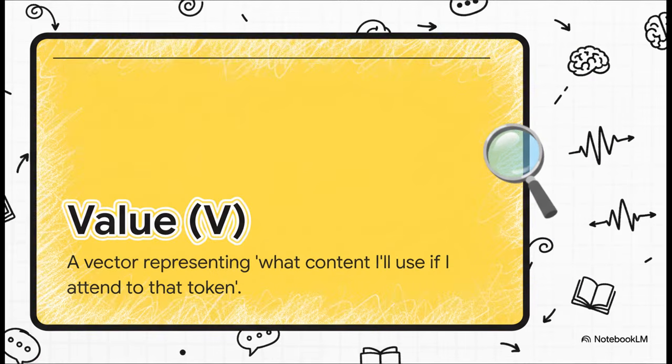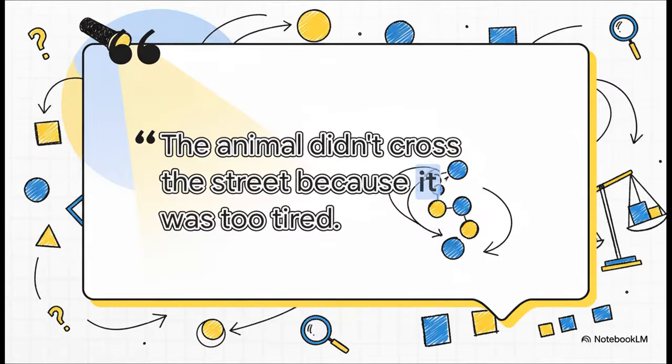And that brings us to the third piece, the value. This is the good stuff. If a word's key is a really good match for another word's query, the value vector is the actual information that gets sent over. It's the substance, the meaning, the context of that word, all packed up and ready to go.